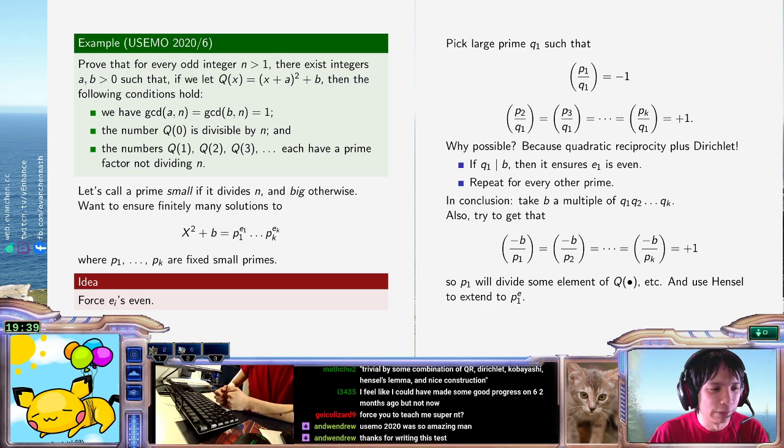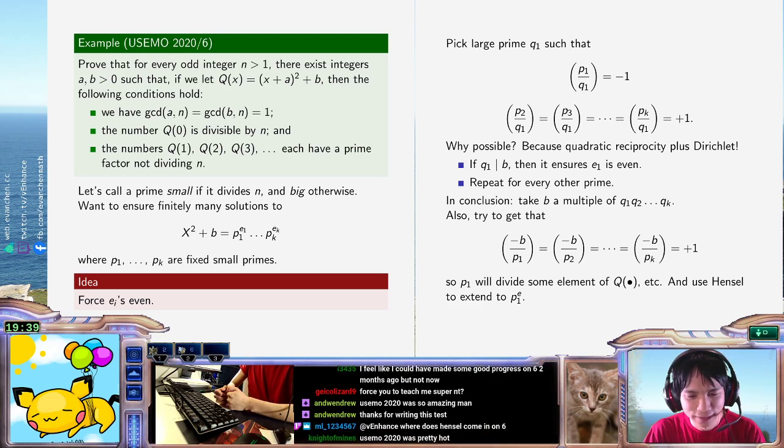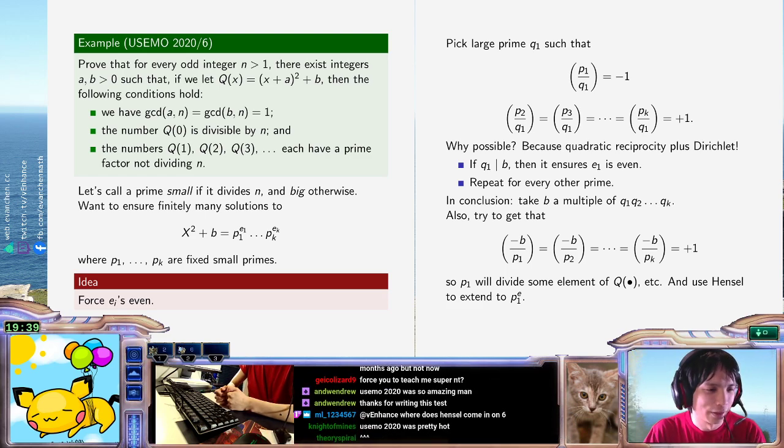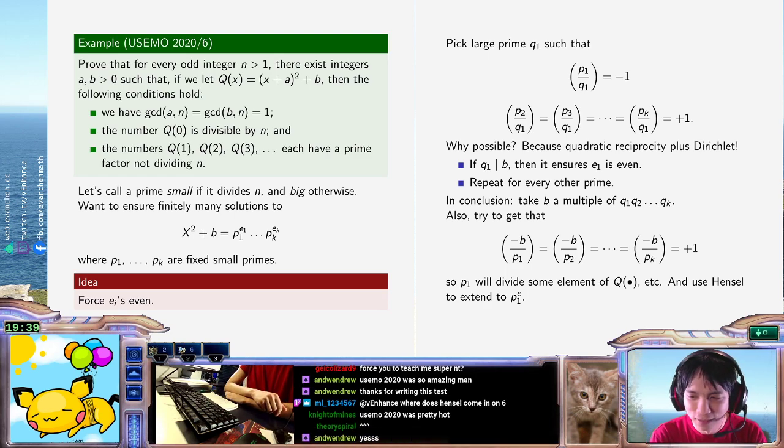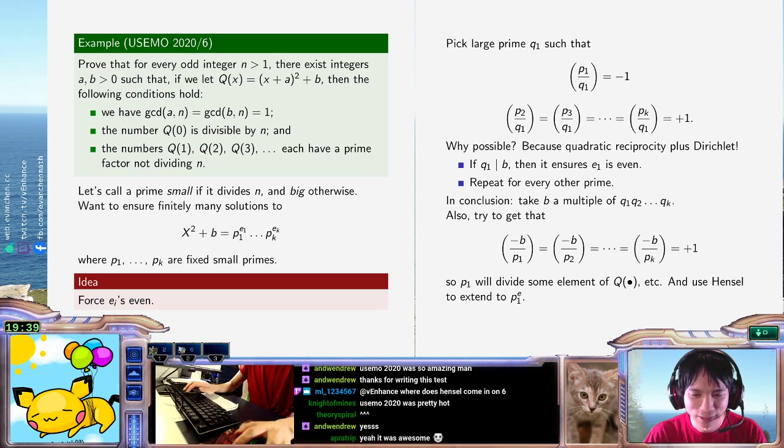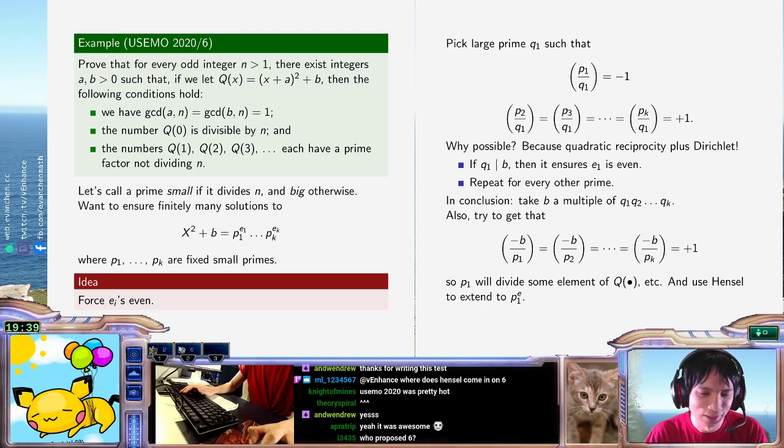I'm very happy with the 6 problems this year, I will say. I wish problem 4 was easier, but I think all 6 problems are ones that I'm super happy with. It's very rare. Usually there's a couple problems that I'm like, yeah, this is okay, but not amazing. But I think this year all 6 problems are amazing. Who proposed 6? Pichiot.